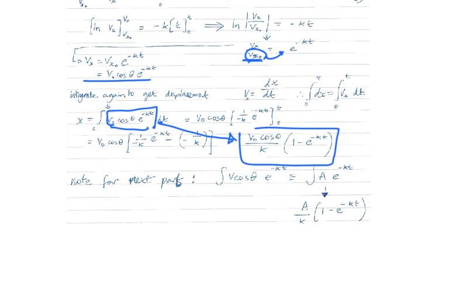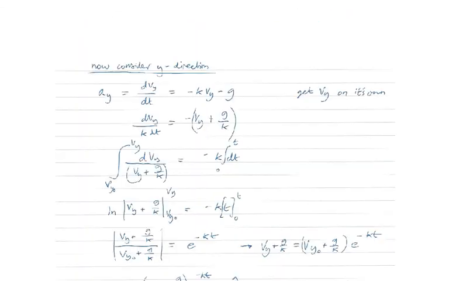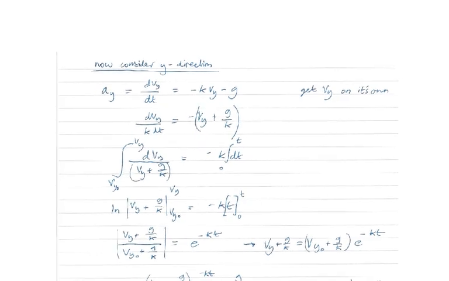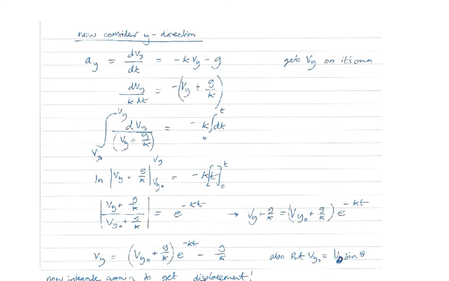So just generically said, the integral of this can be written as a times the exponent of minus kt becomes this form here. So this is the thing we're going to take to the next section. Okay, so moving on to the y component. With the y component, it's exactly the same. You start out with ay is equal to dvy by dt. And this time the acceleration in the y direction has minus kvy, but it also has gravity.